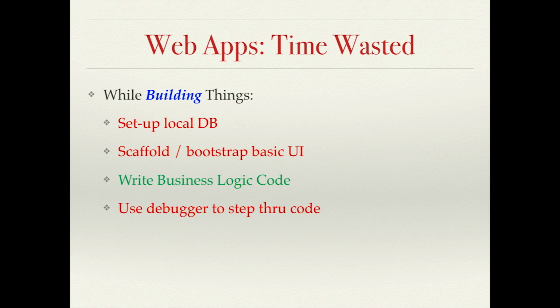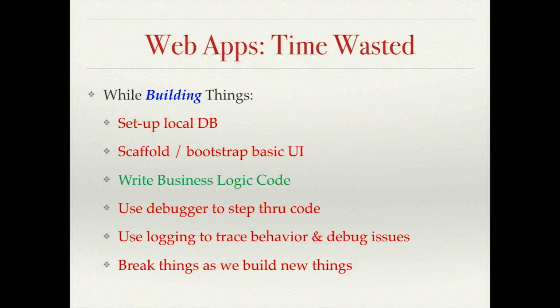But then, we're going to use a manual debugger to step through code because things don't always work the way we want. And if we're not using a debugger, we might add a bunch of print statements or use a logging tool to log a lot of intermediate behavior through our code. And yeah, we're going to break things as we build new things. We do that, right? So we waste time today while building things.